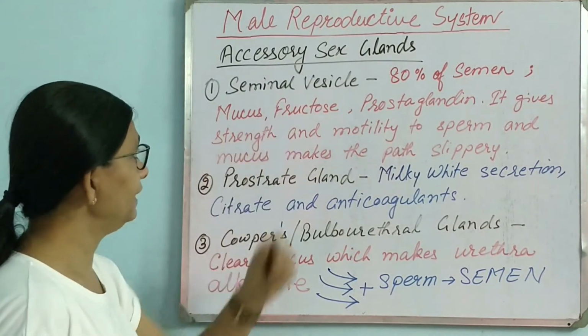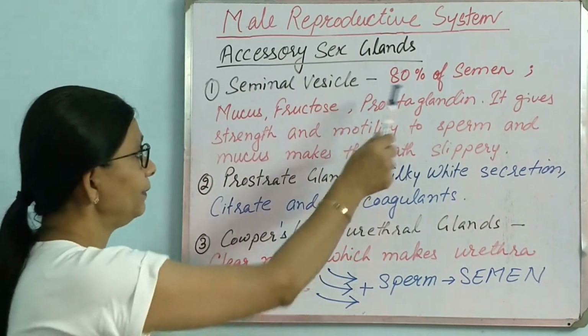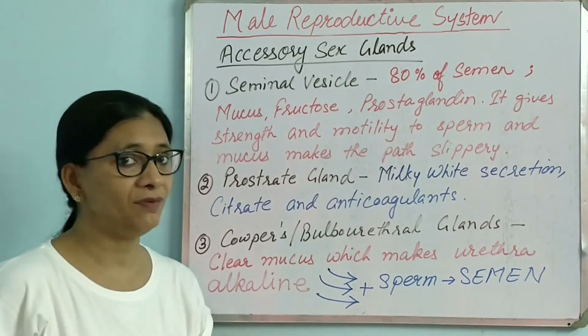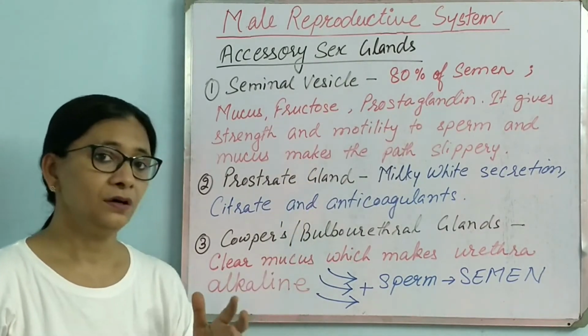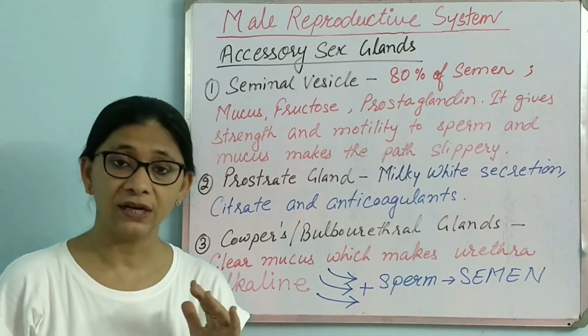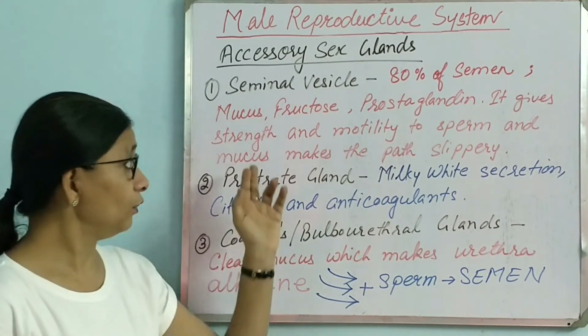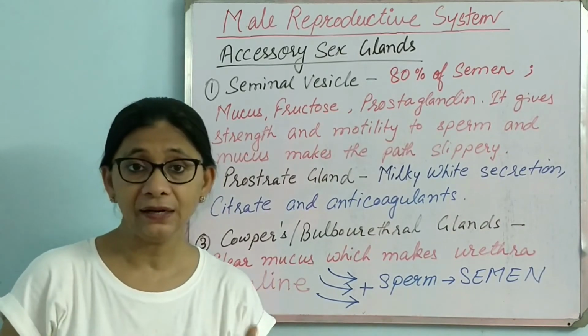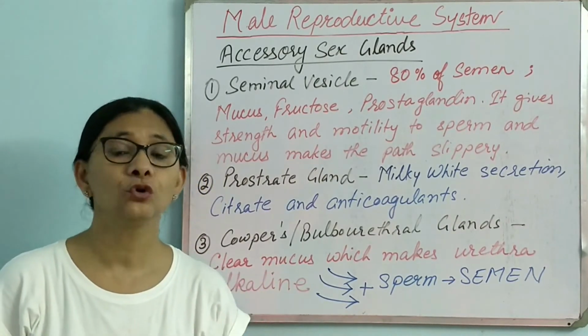Now, the first one is seminal vesicle. 80% of semen consists of seminal vesicle secretion. Here, the maximum part is mucus, which makes the path slippery so that the sperm can travel, and also it has a main energy giving thing, that is fructose.